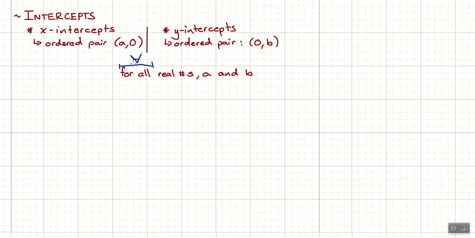Now, the sentence structure might change a little bit, but we're looking at for all real numbers a and b. If we change that language, would you agree that I could say for all a and b that are real numbers? Would that language mean the same thing?